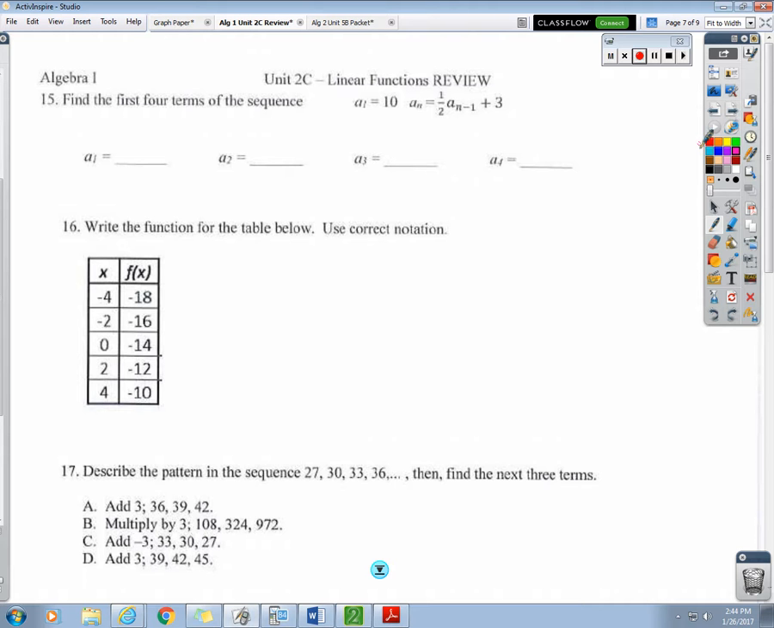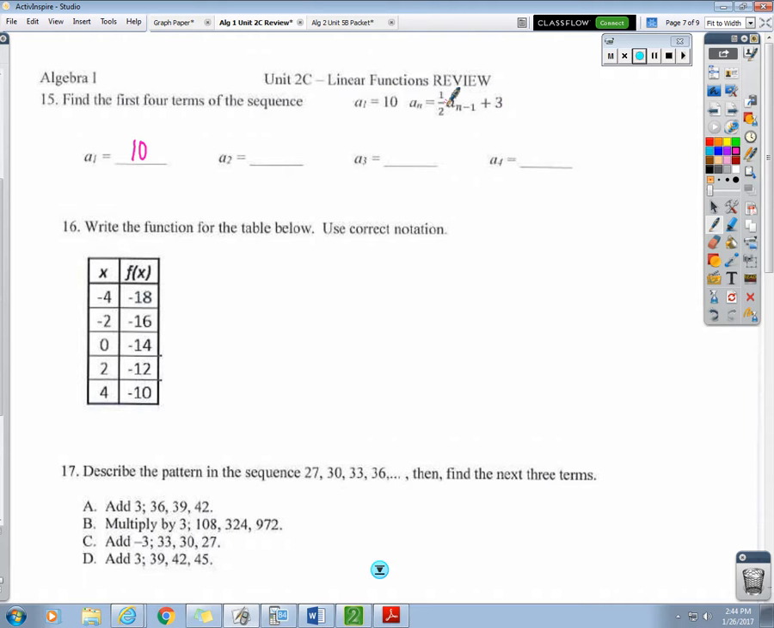Find the first 4 terms of this sequence. This is very easy, but we didn't do a lot of them with the number right here. Well, first of all, they want the first term. What's the first term? 10. But you're not simply adding 3, because of that 1/2.